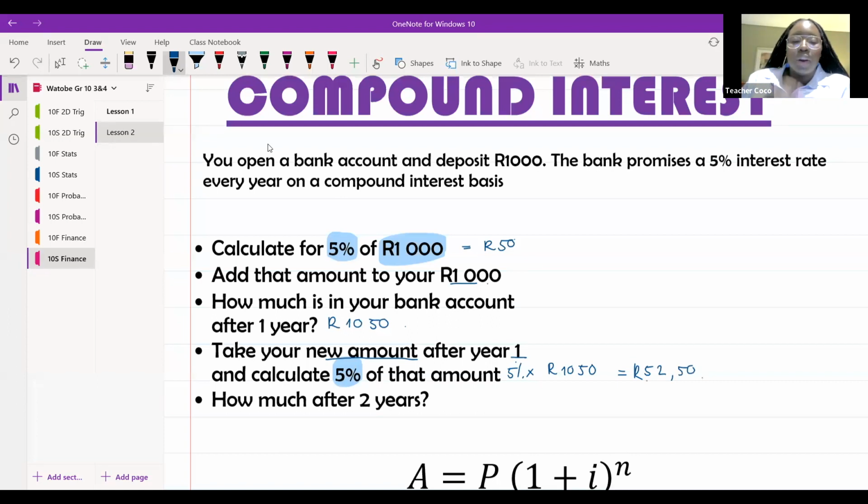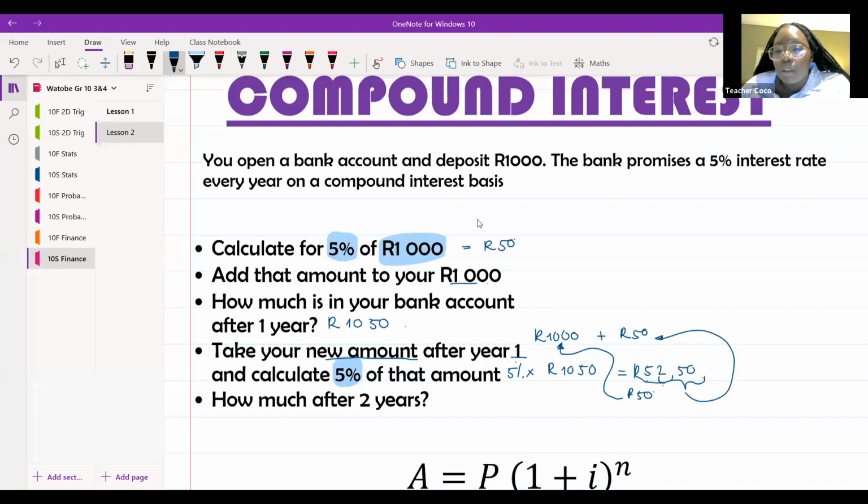What this is telling us is that not only did I earn interest on the first initial 1,000 Rand, I have also earned interest on that 50 Rand. The first 50 Rand is the interest on the 1,000 Rand, and the other 2 Rand 50 that makes up this 52 Rand 50 is the interest we would get on the 50 Rand. So my interest is starting to earn interest, which means there is interest on top of interest, on top of interest, over and over again.